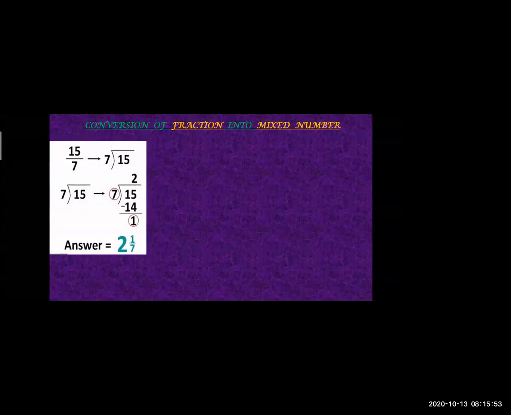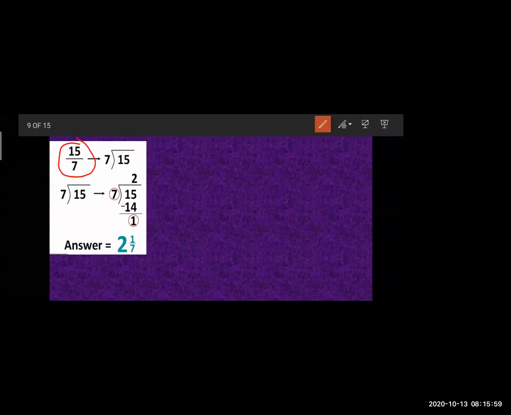See here. Now we have a fraction over here. Can anyone read what fraction we have? Okay, we have 15 upon 7. Very good. We have 15 upon 7 as a fraction. And 15 upon 7, what does that mean? That means 15 is divided by 7. So when we divide 15 by 7, this is the operation we have done.